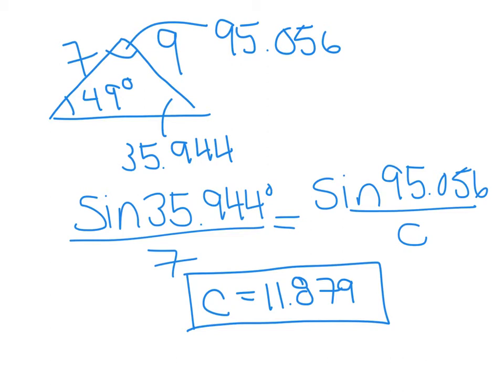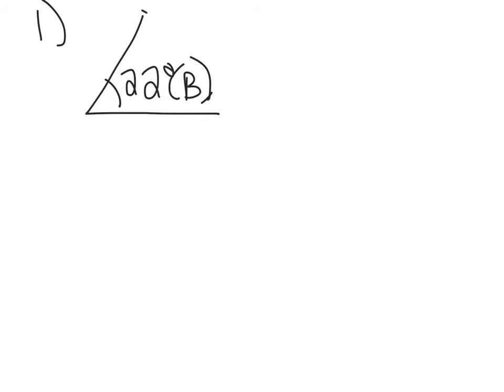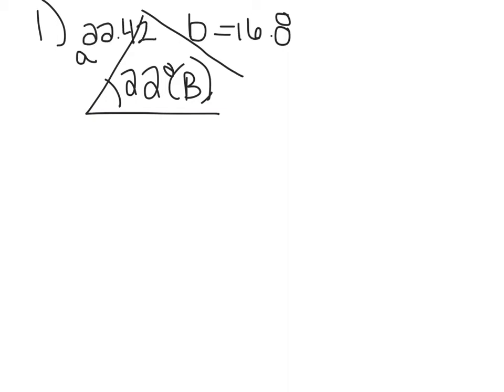Okay, so now we're going to go back on page 48 and do number 1, because number 1 is the ambiguous case. Number 1 tells you that you have an acute angle of 22 degrees, which we call angle B. Then you have this side over here, which has to be little b because the angle and the side are across from each other, which is 16.8. And then you have this side right here, which is A, and A is equal to 22.42. Since the angle we gave you, B, is acute, you know you're looking at cases 1 through 4.